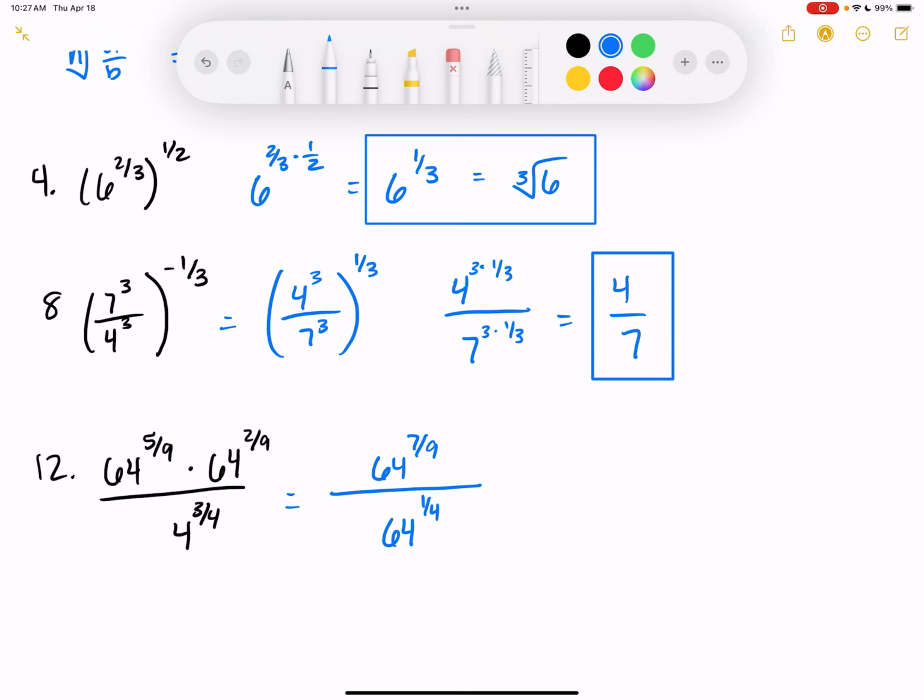So when I have something like 5 cubed over, well, let me do this, 5 to the 4th over 5 squared, what did we do with that? Maybe let me take out numbers so that I do it with x's. Subtract the exponents, right? So that's what I'm going to do here. So this is going to become 64 to the 7/9 minus 1/4. Then I need a common denominator up there to be able to subtract them. What would my common denominator be?